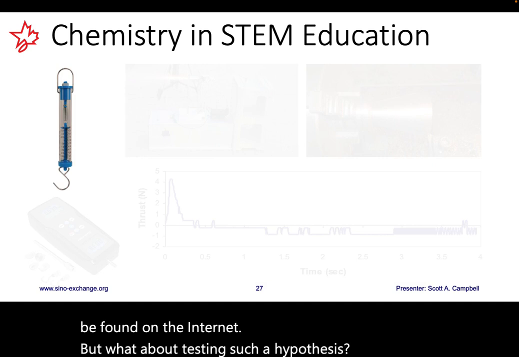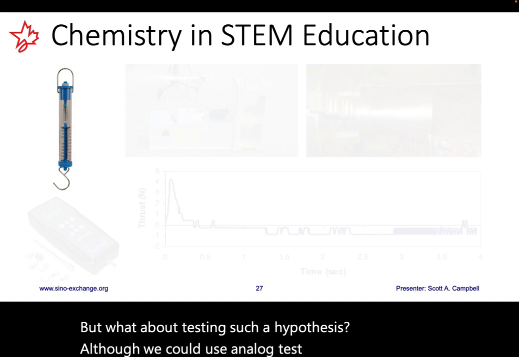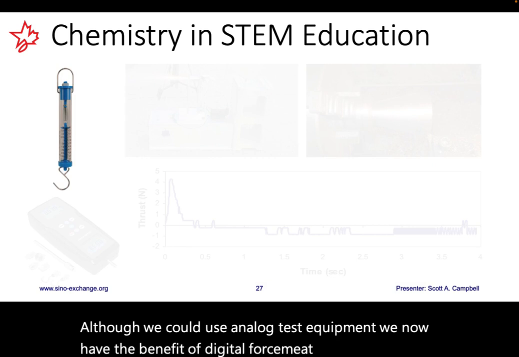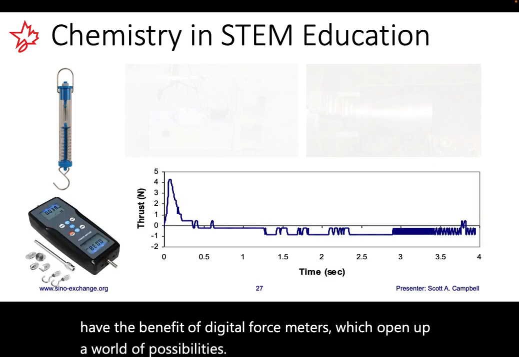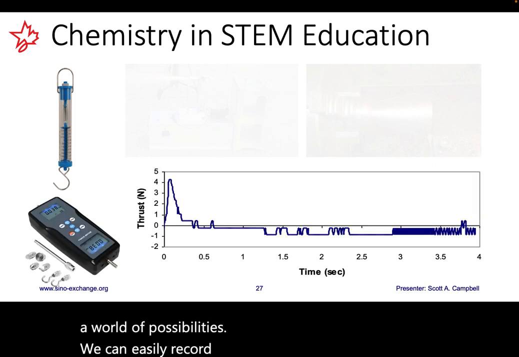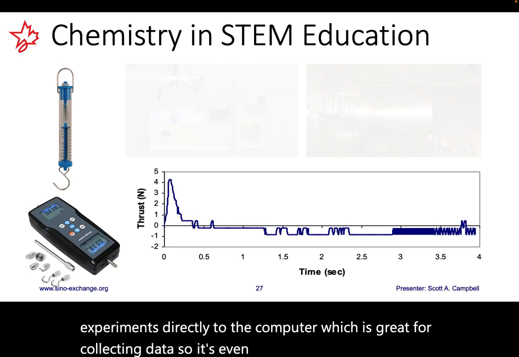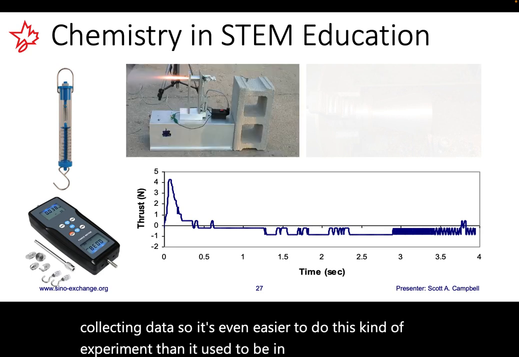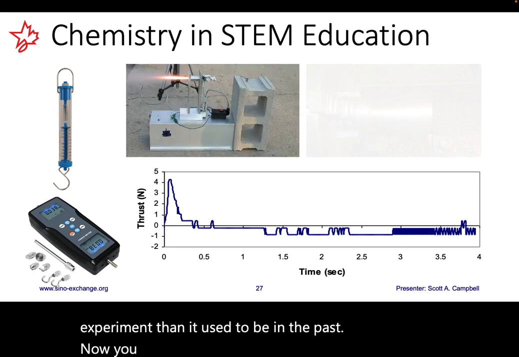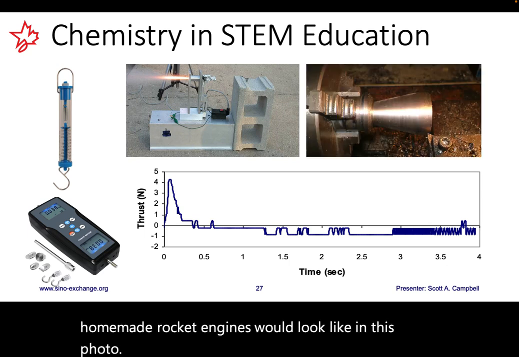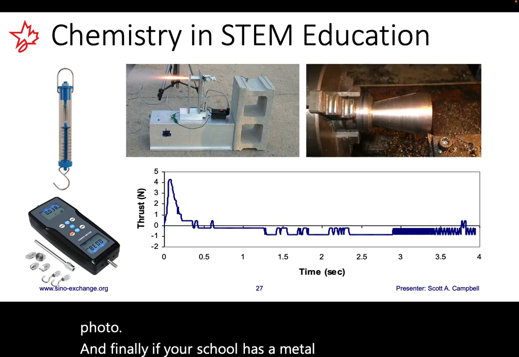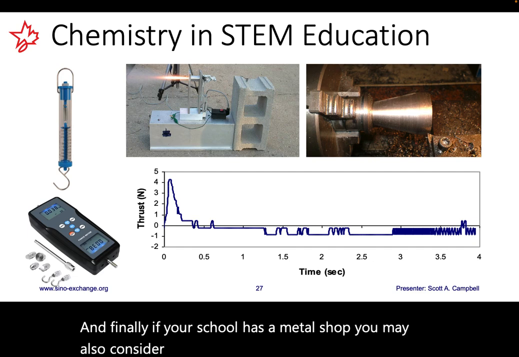Although we could use analog test equipment, we now have the benefit of digital force meters, which open up a world of possibilities. We can easily record and export precise data from our experiments directly to the computer, which is great for collecting data. So it's even easier to do this kind of experiment than it used to be in the past. Now you can see what a simple setup for testing homemade rocket engines would look like in this photo.